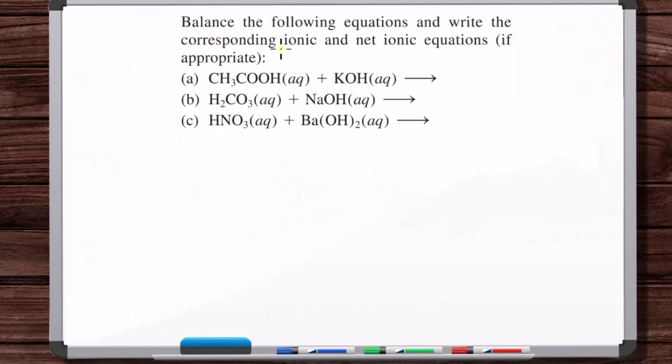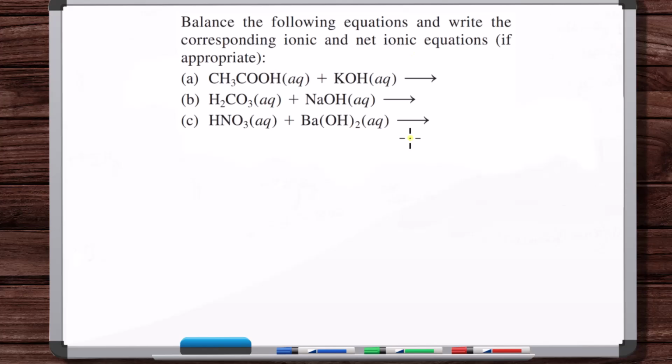Okay. Balance the following equations and write the corresponding ionic and net ionic equations, if appropriate. So we've got these mixing of these acid and base solutions. So a neutralization process is going to take place. And so for these neutralization reactions, we want to write the molecular equation, the ionic equation, and the net ionic equation, similar to what we did with precipitation reactions.